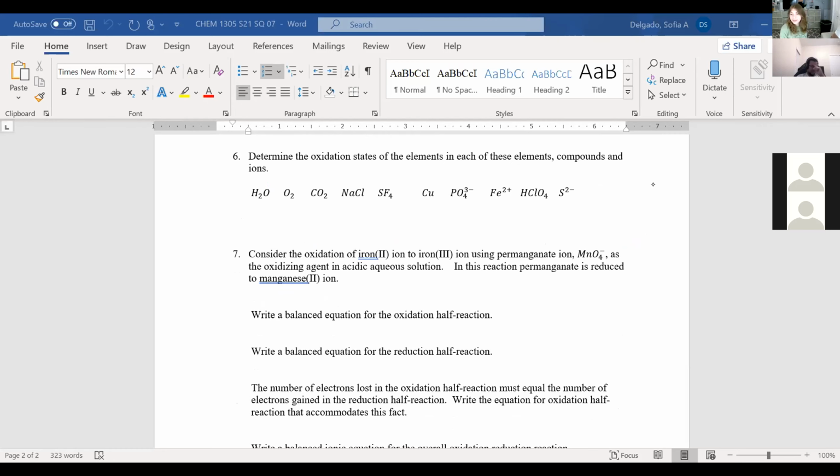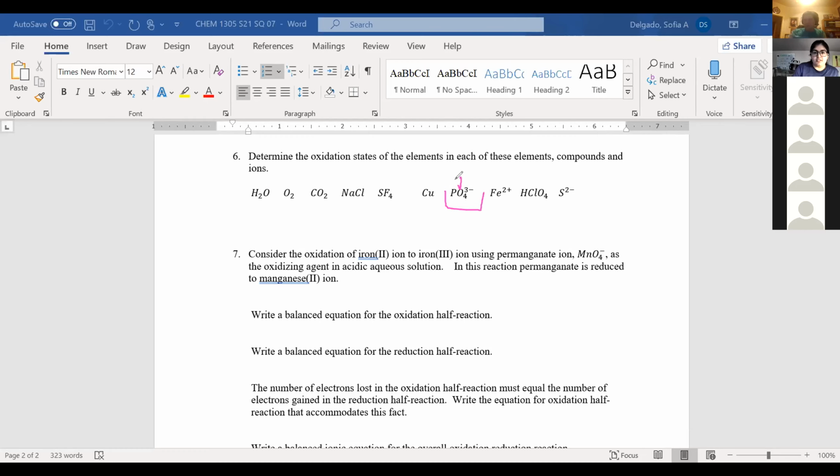I wanted to say oxidation, but it's okay. Number 7. Okay, I see it. A lot of people are saying number 7. How about we do the oxidation numbers for this one, and then we do number 7. Does that seem fair for everyone? Yes. Okay, cool.